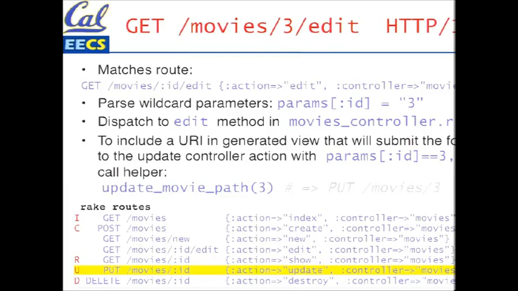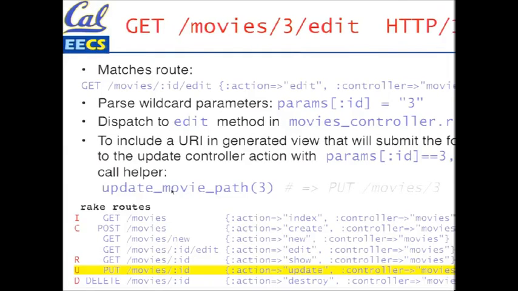Right? So it's a nice closed loop. If you decide for whatever reason that you want to change the way that the routes map URIs to controller actions, you can do that. And as long as you haven't hard-coded URIs, as long as you're using these helper methods, everything will still work. So this is a nice bit of DRYness. And you'll see this in homework too.